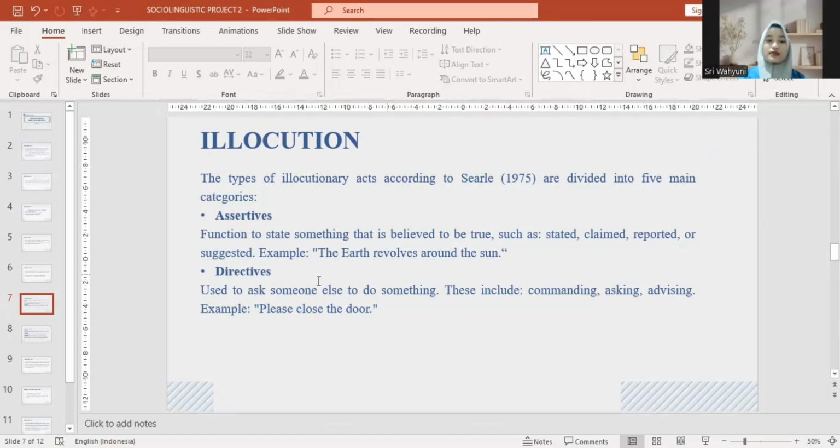And then the second is directives, used to ask someone else to do something. This includes commanding, asking, and advising. For example, please close the door. This sentence is a directive because the speaker directs the listener to do something.